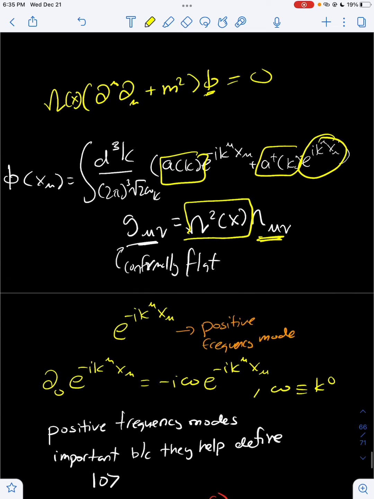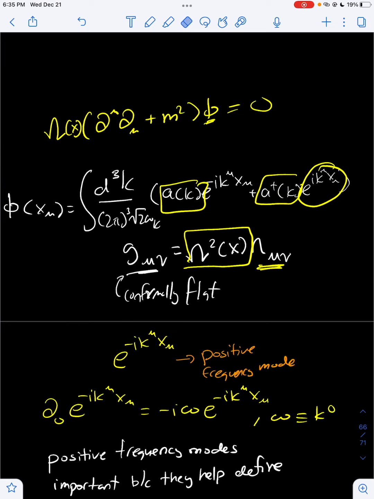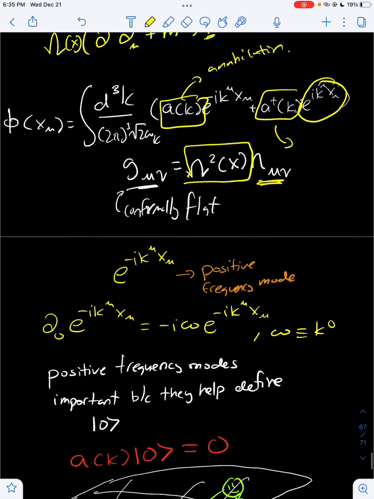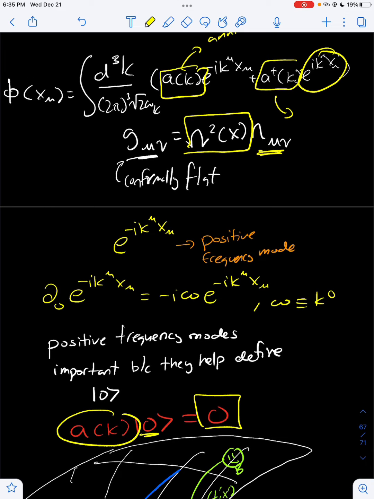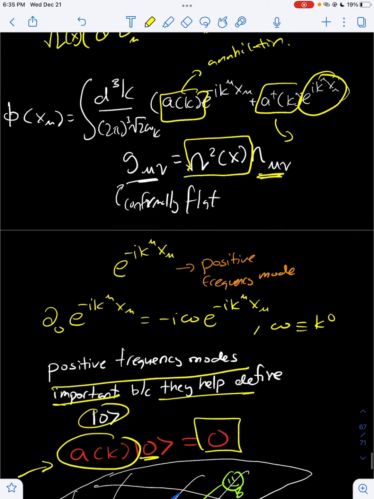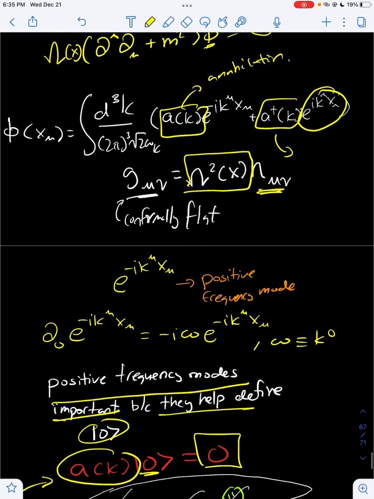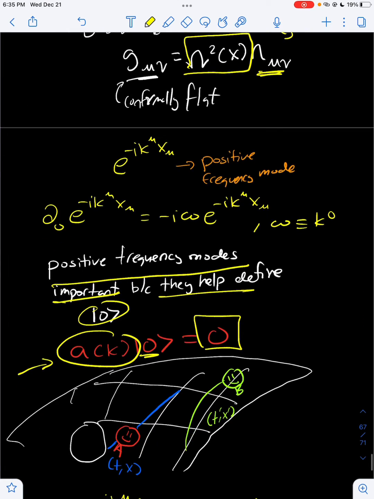So going with that concept, we can note that we have an annihilation operator in front of our positive frequency mode. We have a creation operator in front of the negative one. Now we define the vacuum state as a state where A of k acts on the vacuum and gives us 0. And again, the positive frequency modes are important because they help us define the vacuum due to this relation right over here. But what happens when we work with a different frame of reference on the same curved spacetime?